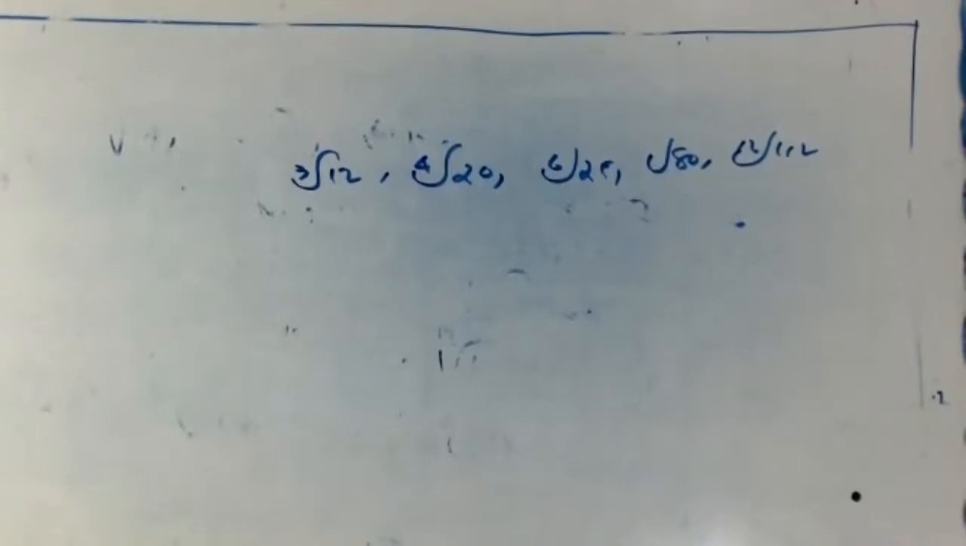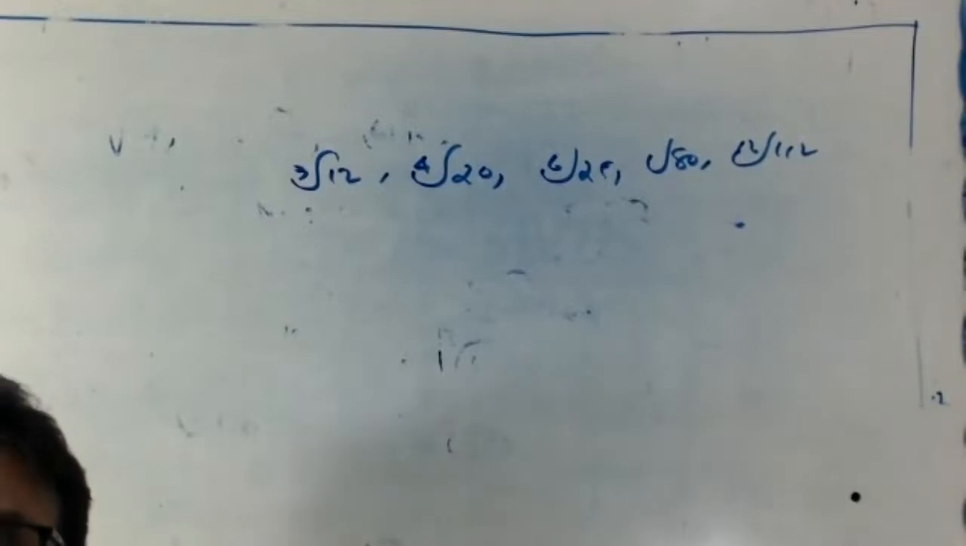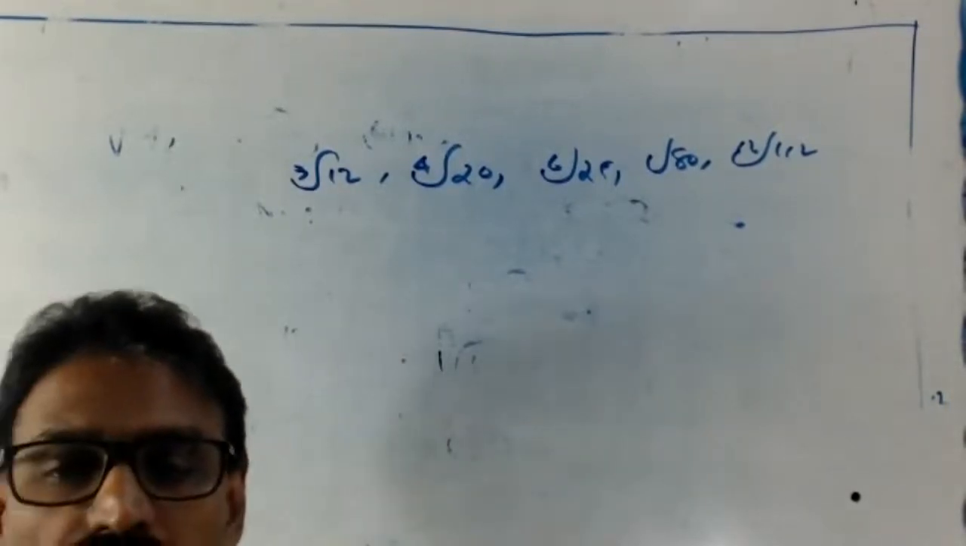You try. I'll give the answer. Answer is: first root of 80, next cube root of 12, then fourth root of 20, then sixth root of 25, then 12th root of 112. This is the order. The answer is root of 80 first, in ascending order, right?